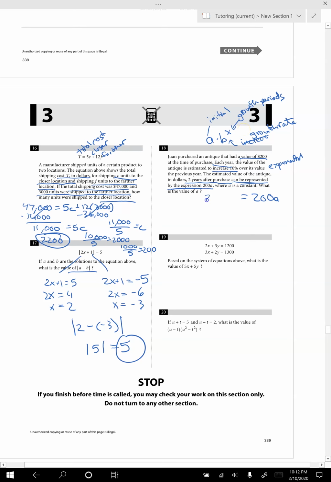We have an initial value of 200. We have a growth rate of 10%, which means we have 100% plus 10%, which gives us 110%, which could also be written as 1.1. Now, how many periods of increase do we have? 2 years after purchase. Okay, 2 growth periods. Now we got to solve for A. First thing we can do is divide everything by 200. We get 1.1 squared equals A.